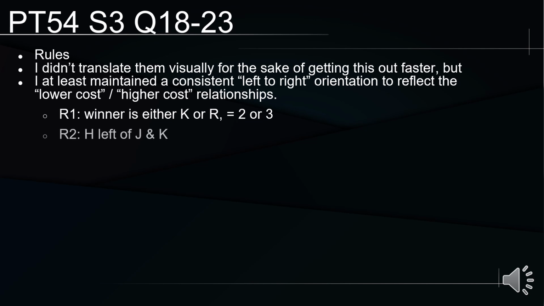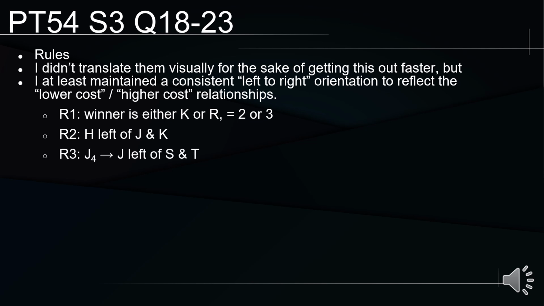But yeah, rule 2. It tells us that H must be lower in cost than J and K, and so what that translates into visually is that H is going to appear to the left of both J and K. We don't know the relative position of J and K based on this rule alone, but we just know that H has to appear to the left of both of those letters.